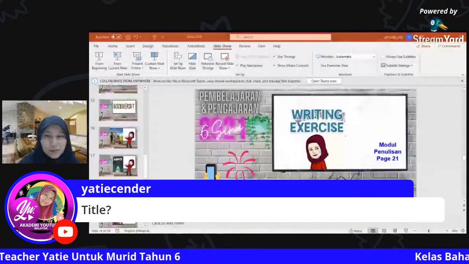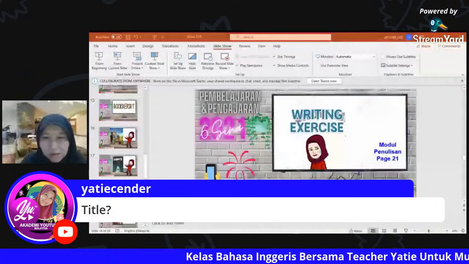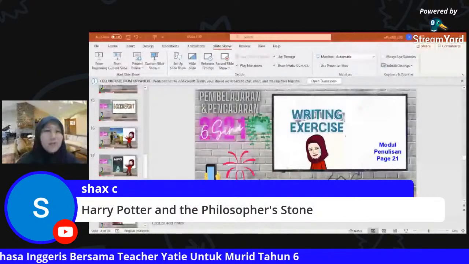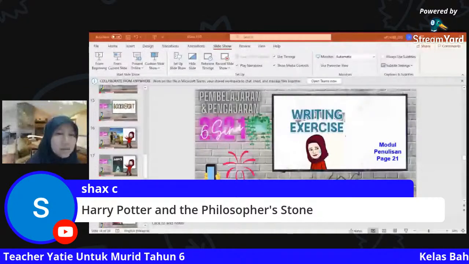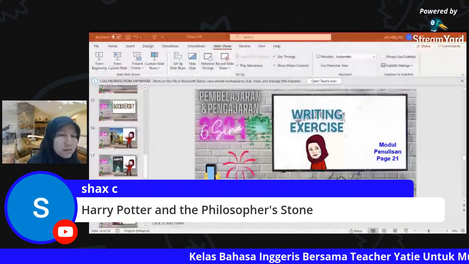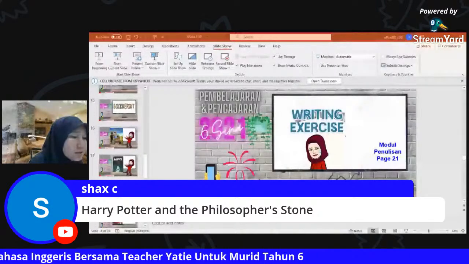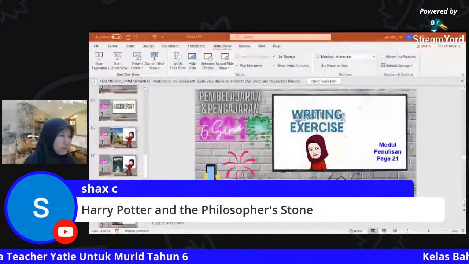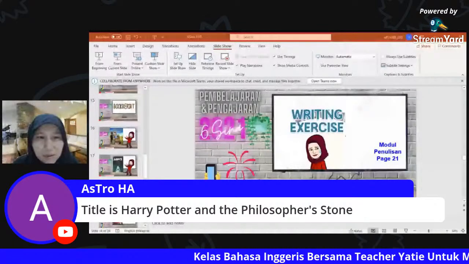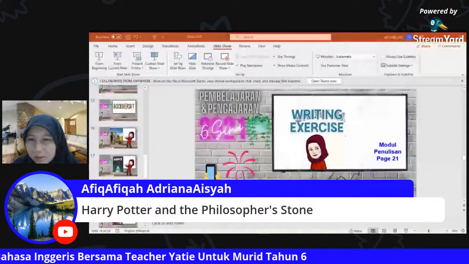Okay, teacher writes here. Teacher uses the screen to show the answer. Harry Potter and the Philosopher's Stone. Correct, okay? H capital letter, P capital letter, because it's the name of the book. And the Philosopher's Stone, no spelling mistake. Astroha says the title is Harry Potter, yes, correct. Yes, Harry Potter and the Philosopher's Stone.